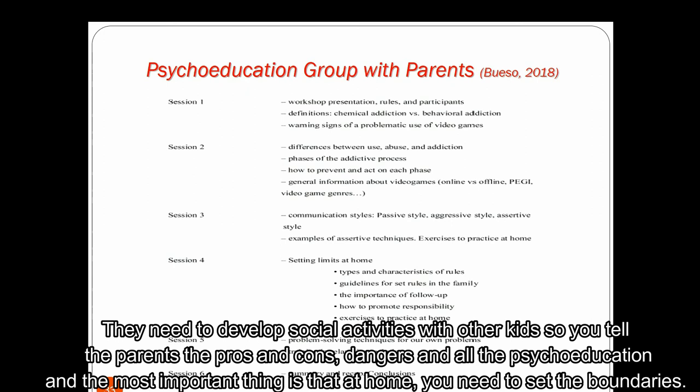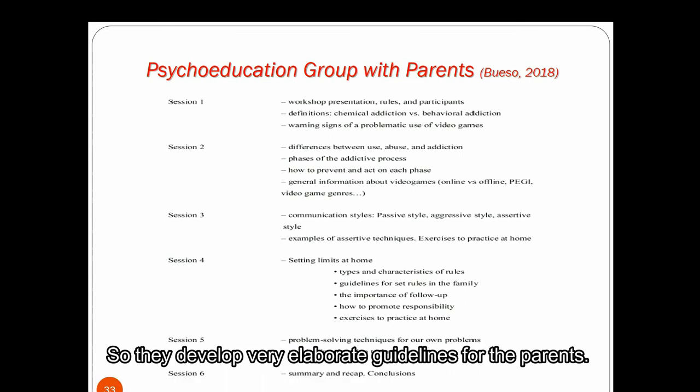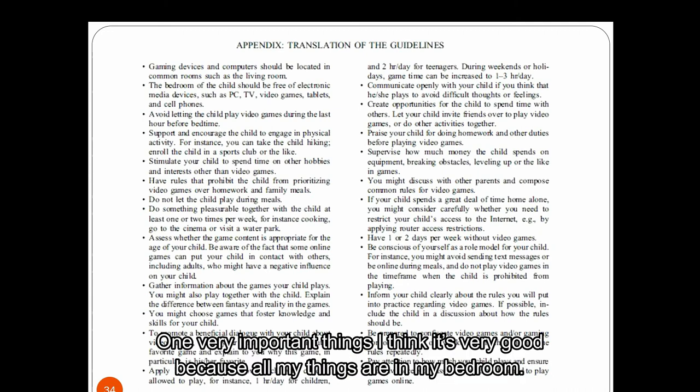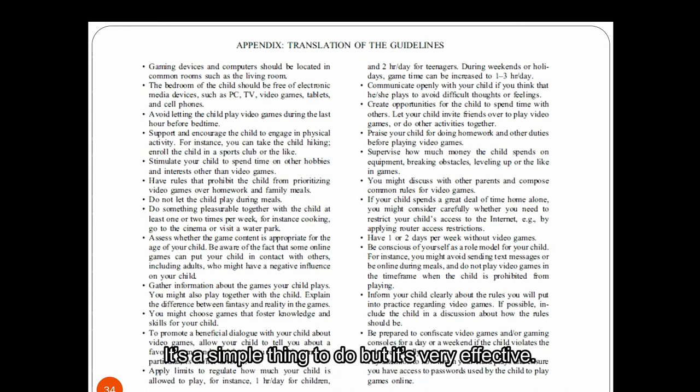And the most important thing is that at home, you need to set boundaries. You need stimulus control. You also need to tell the parents to communicate with their child. So they developed very elaborate guidelines for the parents. One very important thing, I think it's very good, because all my things are in my bedroom, they said move all these things into the common area where everybody can see. It's a simple thing to do, but it's very effective, right?